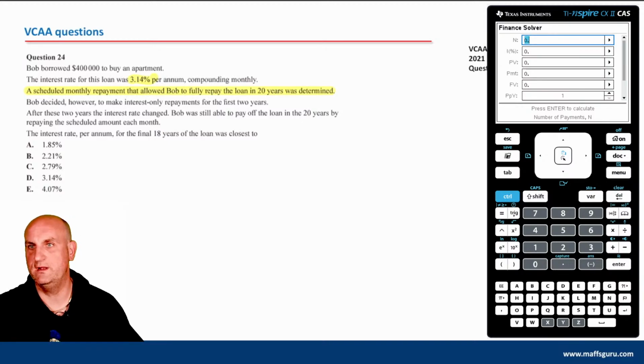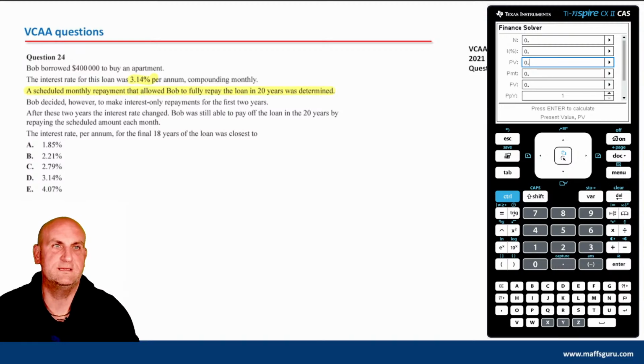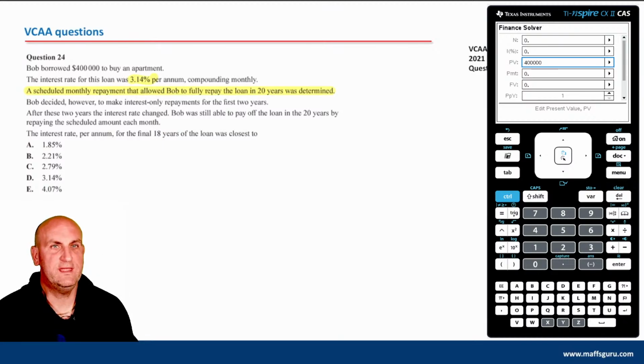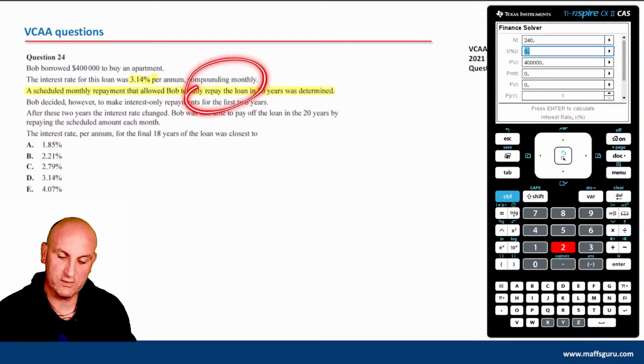The first thing is I'm going to fill in my financial solver. My principal value, because it's a loan, is 400,000. So that's 400, 1, 2, 3. It's going to take it out for 20 years. We're initially considering the 20-year situation here. Let's pretend he's doing it for the 20 years. So that's going to be 20 times 12. The reason it's 20 times 12 is that it is compounding monthly.